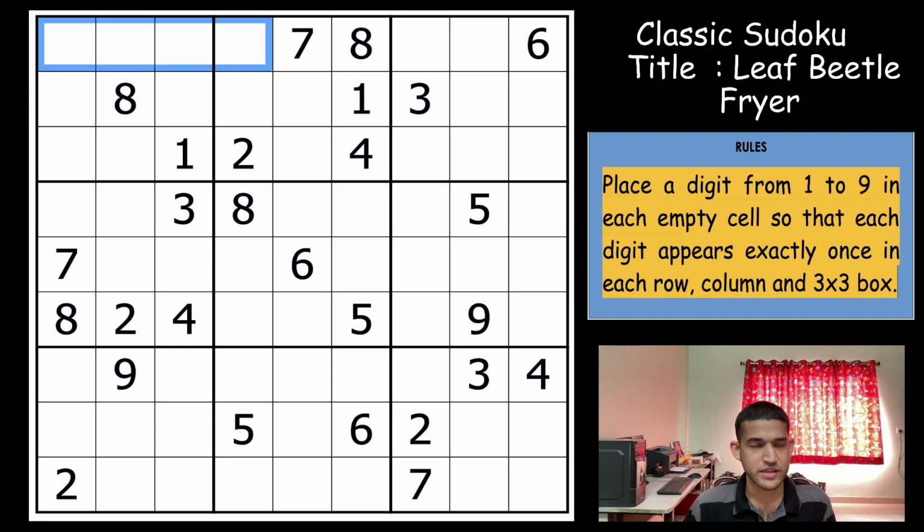Classic rules apply. Each row, each column and 3 by 3 box in the grid has digits 1 to 9 without any repetitions. So I'll start the Sudoku now. I wonder why it's titled Leaf Beetle. I'm not sure. There is a 1 in rows 2 and 3, so that gives a 1 here. And by the way, this is a live solve, so I have no idea about the difficulty of the Sudoku.